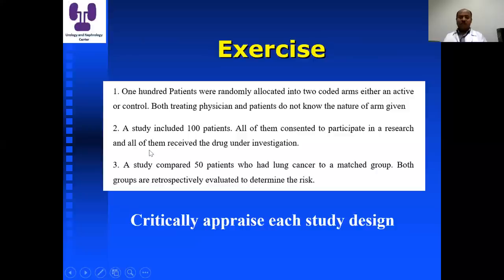The second example, a study included 100 patients. All of them consented to participate in a research and all of them received the drug under investigation. Is it observational or interventional study design? It is interventional. But is there any control? No control. So it is uncontrolled or non-controlled interventional study.